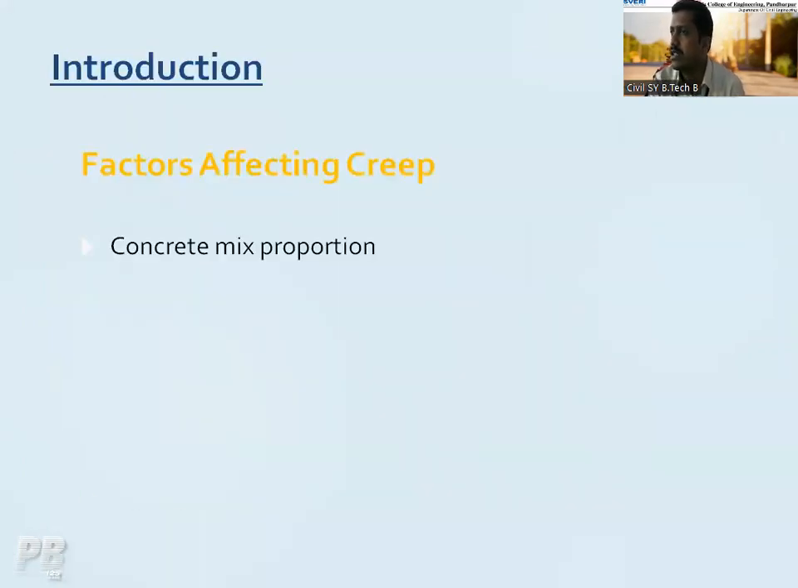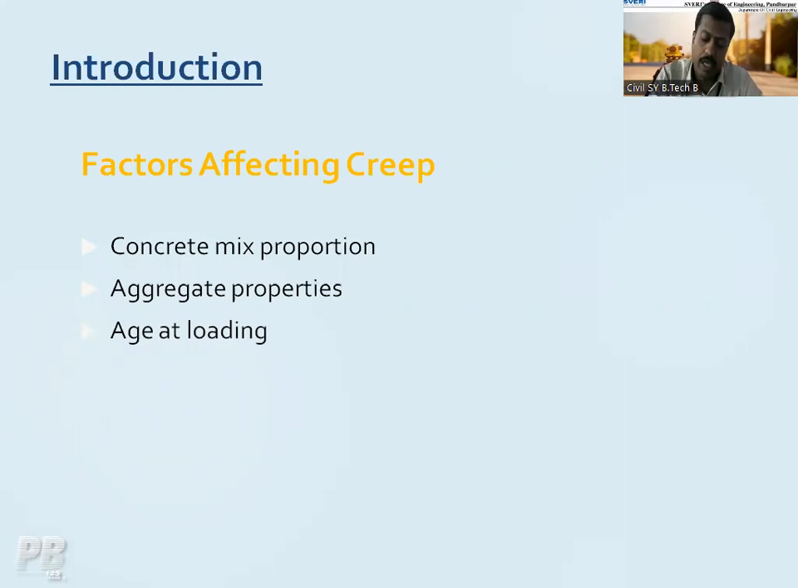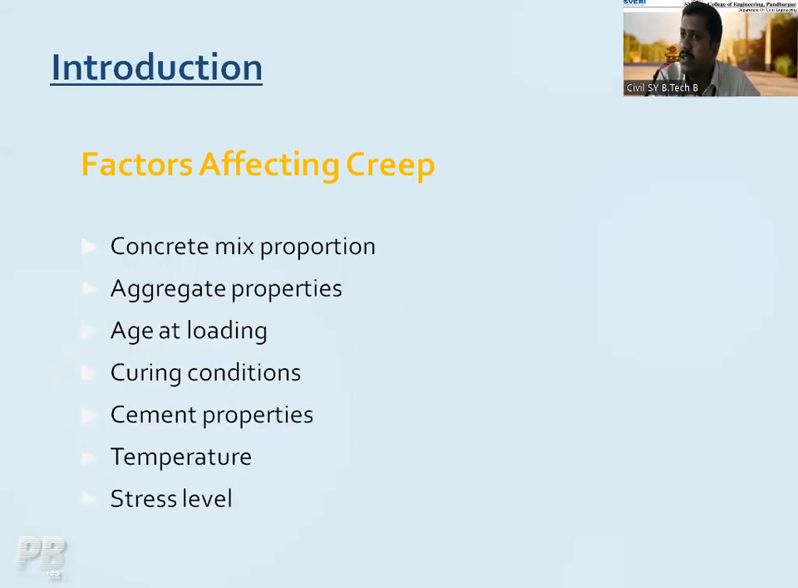Then the factors we have discussed, like concrete mix proportion, the first factor. We have discussed it in detail, so we are not going to discuss it once again. If you have any problem or did not understand that part, please let me know and I will repeat it. Then aggregate properties, the second factor which affects creep. Next, age at loading, at which age and what intensity of loading. Next factor, curing conditions. Then cement properties, temperature, and the stress level.